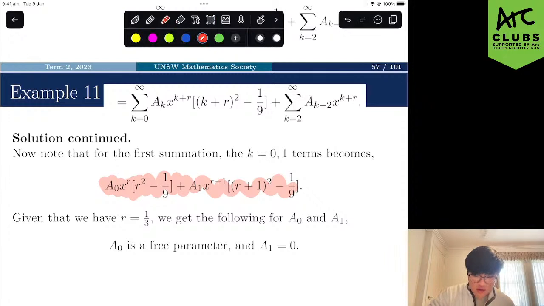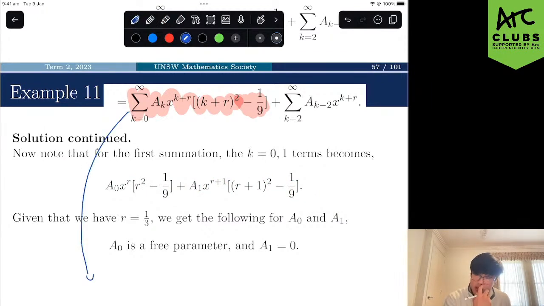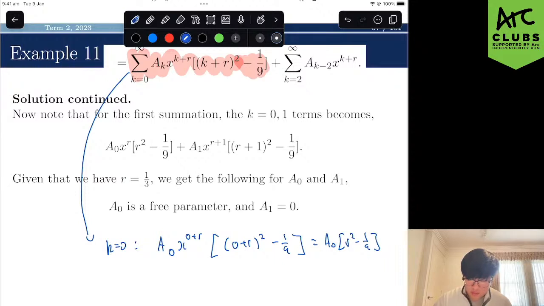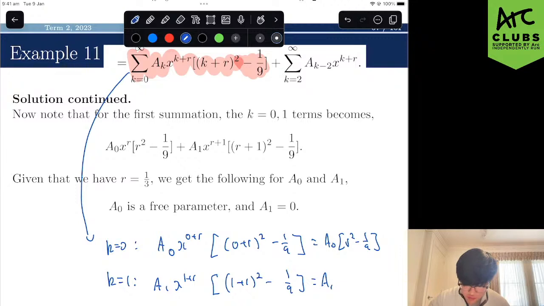What we're essentially looking at is the first two terms of this initial sum. When k equals 0, we get a naught x to the 0 plus r times 0 plus r squared minus 1 over 9, so this is just a naught times r squared minus 1 over 9. For k equals 1, you get a1 x to the 1 plus r times 1 plus r squared minus 1 over 9. Sorry, I forgot the x to the r term here. So x to the r plus 1 times r plus 1 squared minus 1 over 9.